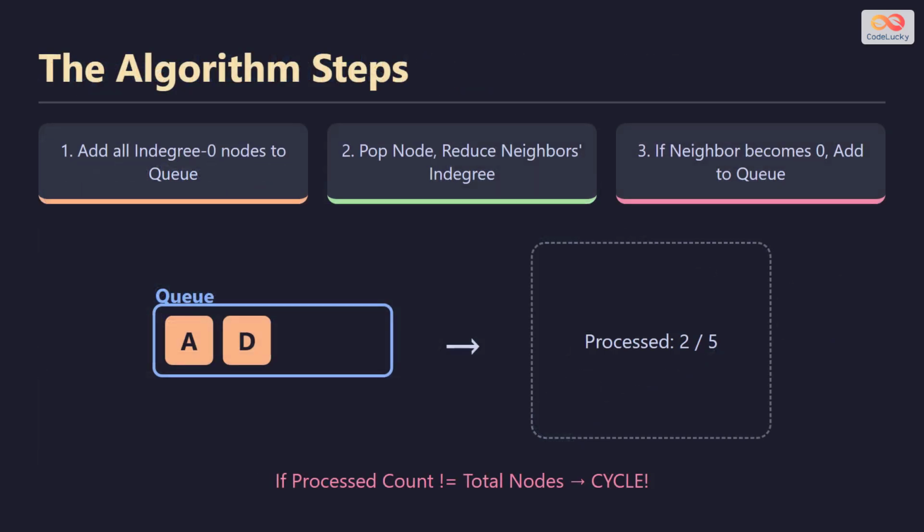We start by adding all courses with 0 Indegree to a queue. As we remove a course from the queue, we take it and then decrement the Indegree of its neighbors. If a neighbor's Indegree drops to 0, it is added to the queue. If we can't process all courses this way, there is a cycle.